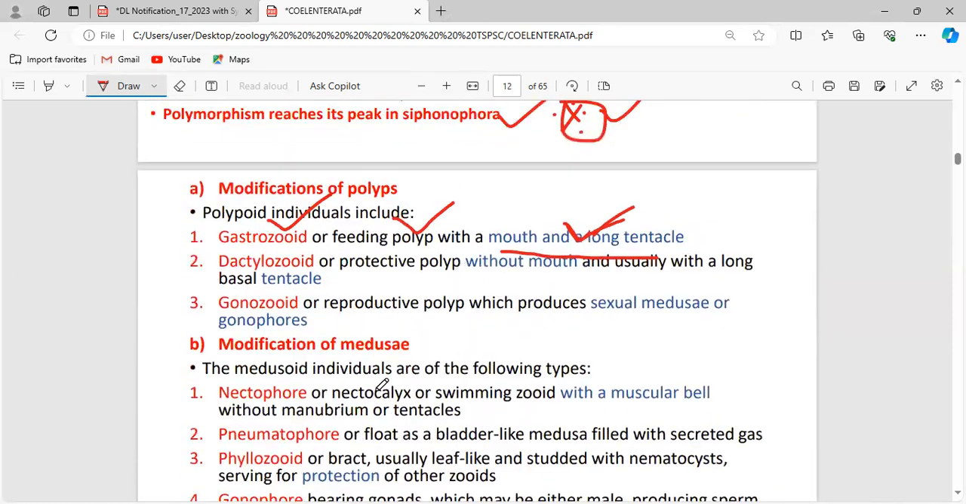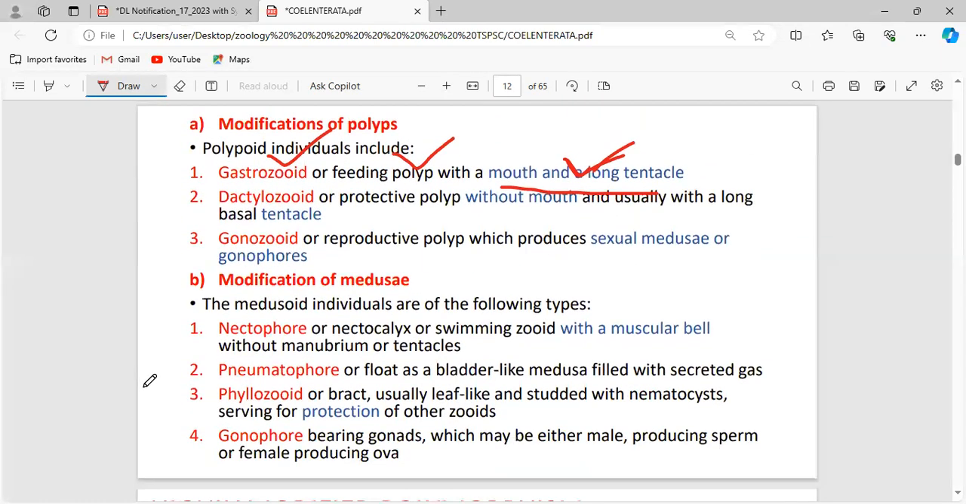Let me ask you a simple question. Just now I have explained. In polymorphism, which of the following orders does it reach its peak in? In which order has the polymorphism been seen very clearly?